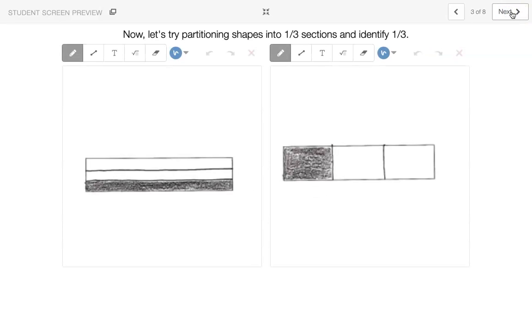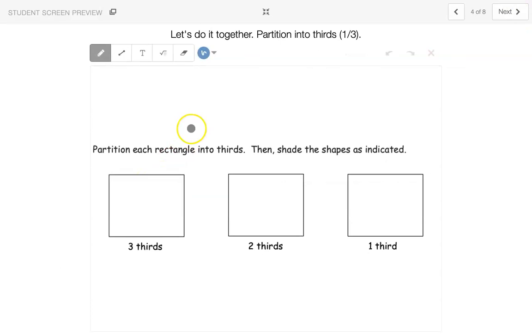So now we're going to partition shapes, and we're going to start identifying the part. So here I have taken a rectangle and I've partitioned it into thirds, this way horizontally, and I have identified a third, 1 out of 3, by shading it in. And in this picture I have a rectangle, but I've done the lines vertically and I've shaded in 1/3 here, and that's what we're going to do. So let's do this together. We're going to partition into thirds.